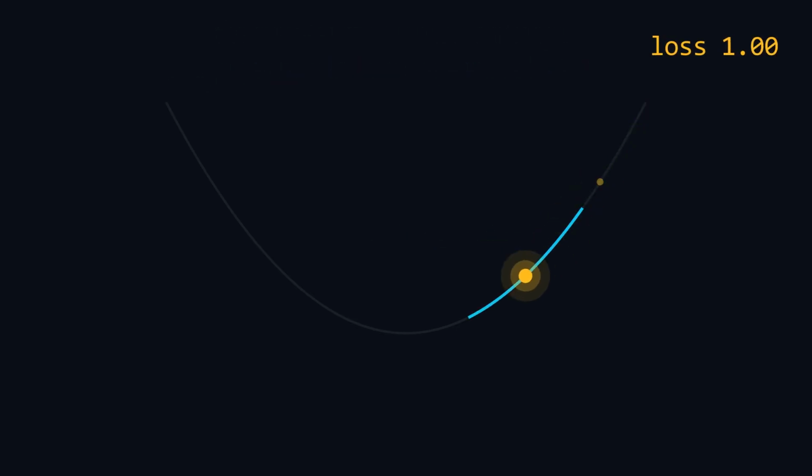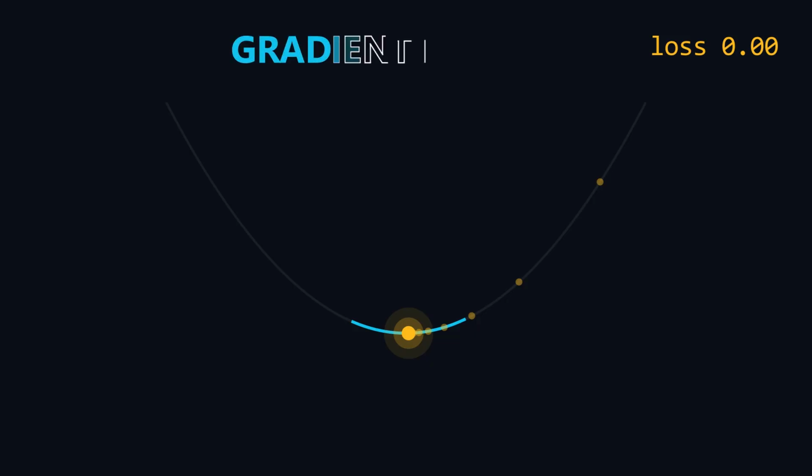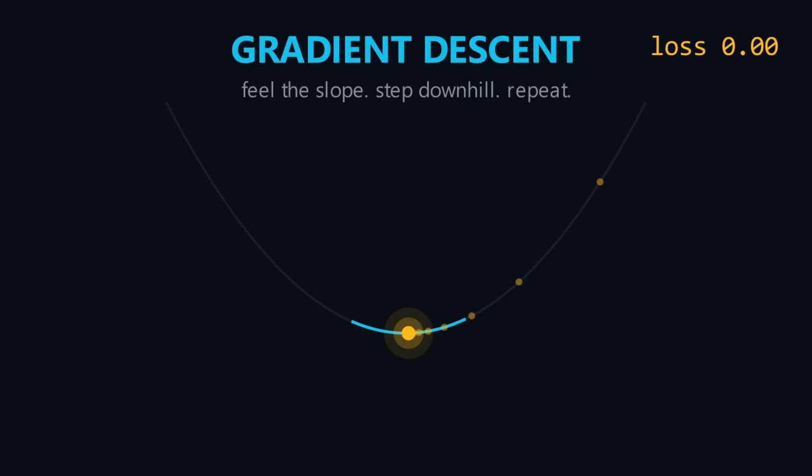So the strategy is almost embarrassingly simple. Feel the slope. Take a small step downhill. Then do it again and again. Step by step, the loss falls, the guesses improve, the machine learns. That is gradient descent. That's the whole idea.